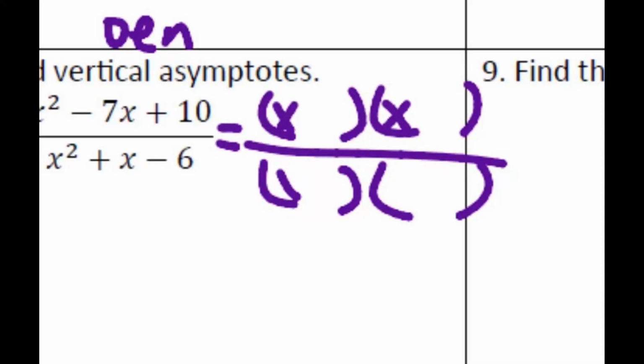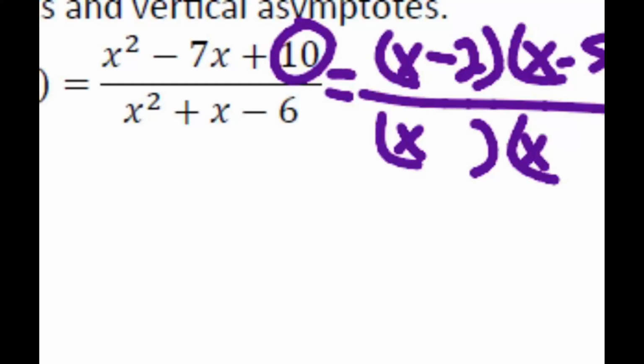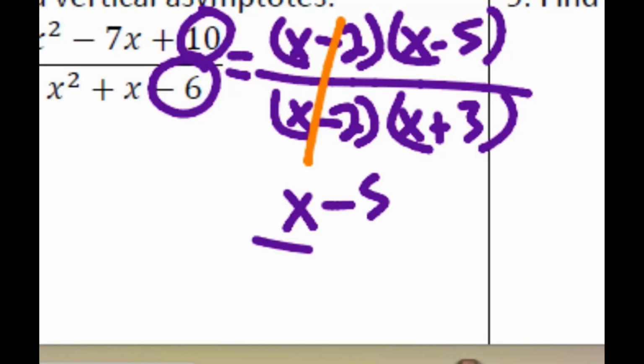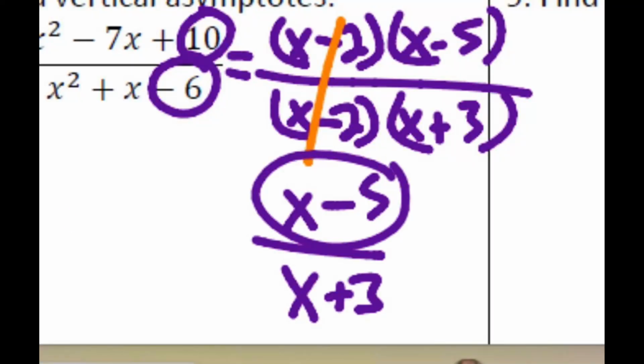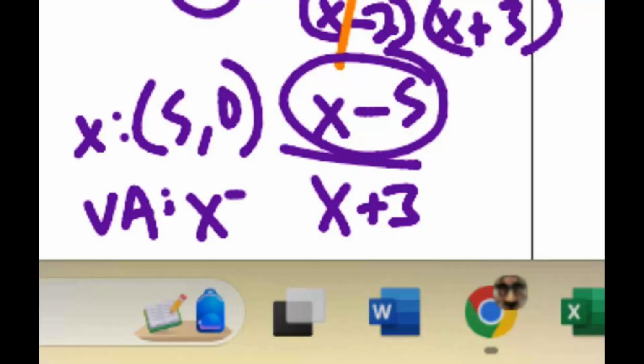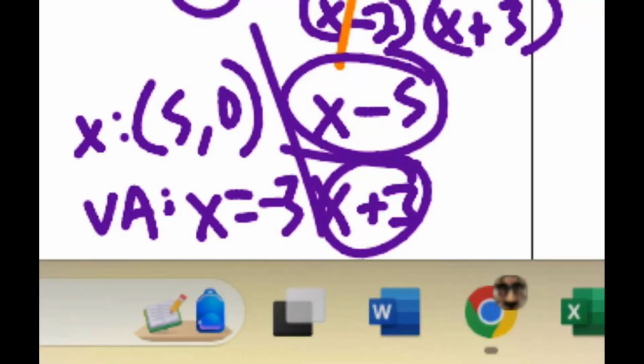Okay, so these are all shortcuts because the coefficient is 1. I'm looking for two numbers that multiply to 10 and add to negative 7. 5 and 2 will do that. They both have to be negative to add to negative 7. Now what multiplies to negative 6 and adds to positive 1? That's going to be 3 and 2. The 3 has to be plus, that has to be minus. These are going to cancel, and I bring down right what's left, x minus 5 over x plus 3. The numerator tells me my x-intercept, so I have an x-intercept at 5, 0, and I have a vertical asymptote at x equals negative 3. That's coming from the denominator.